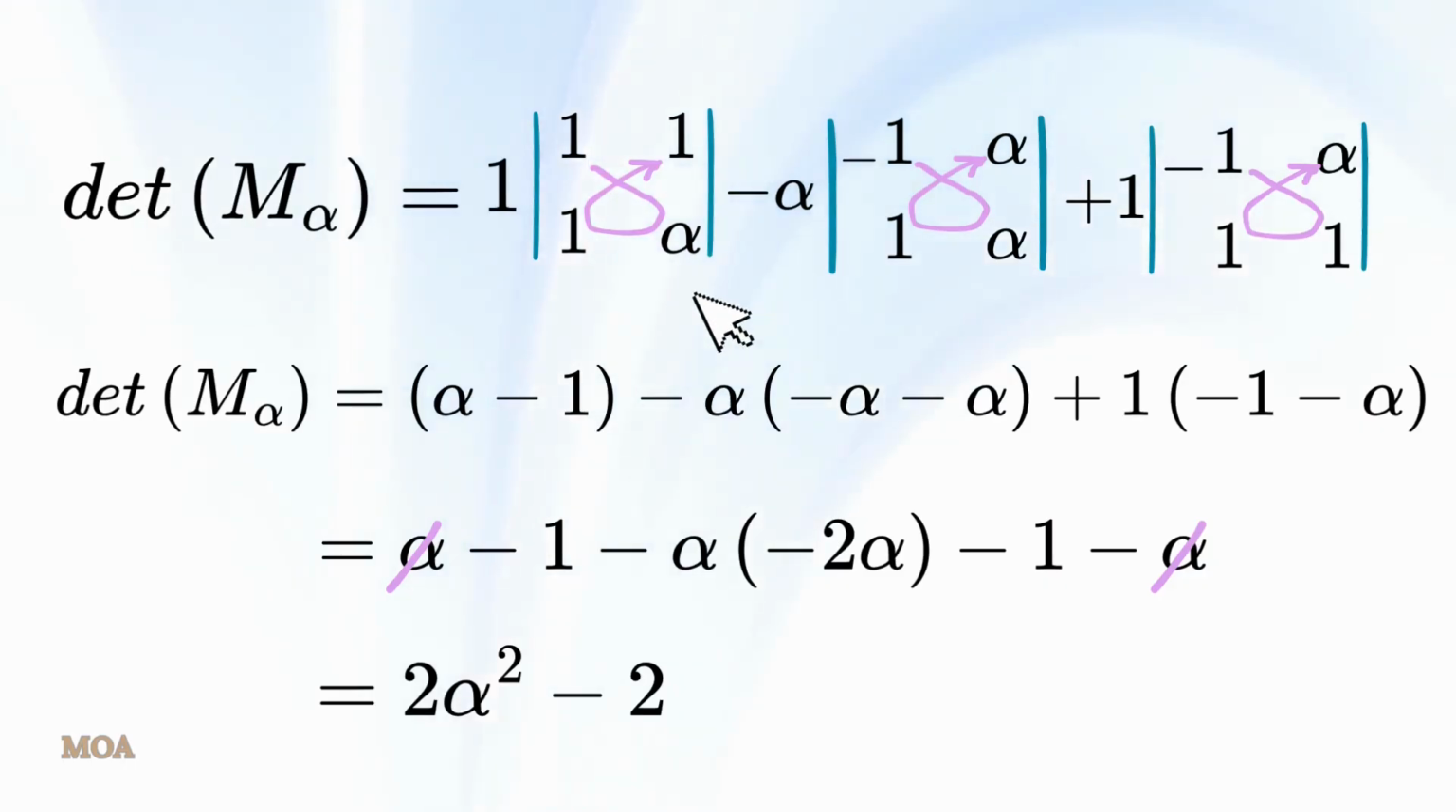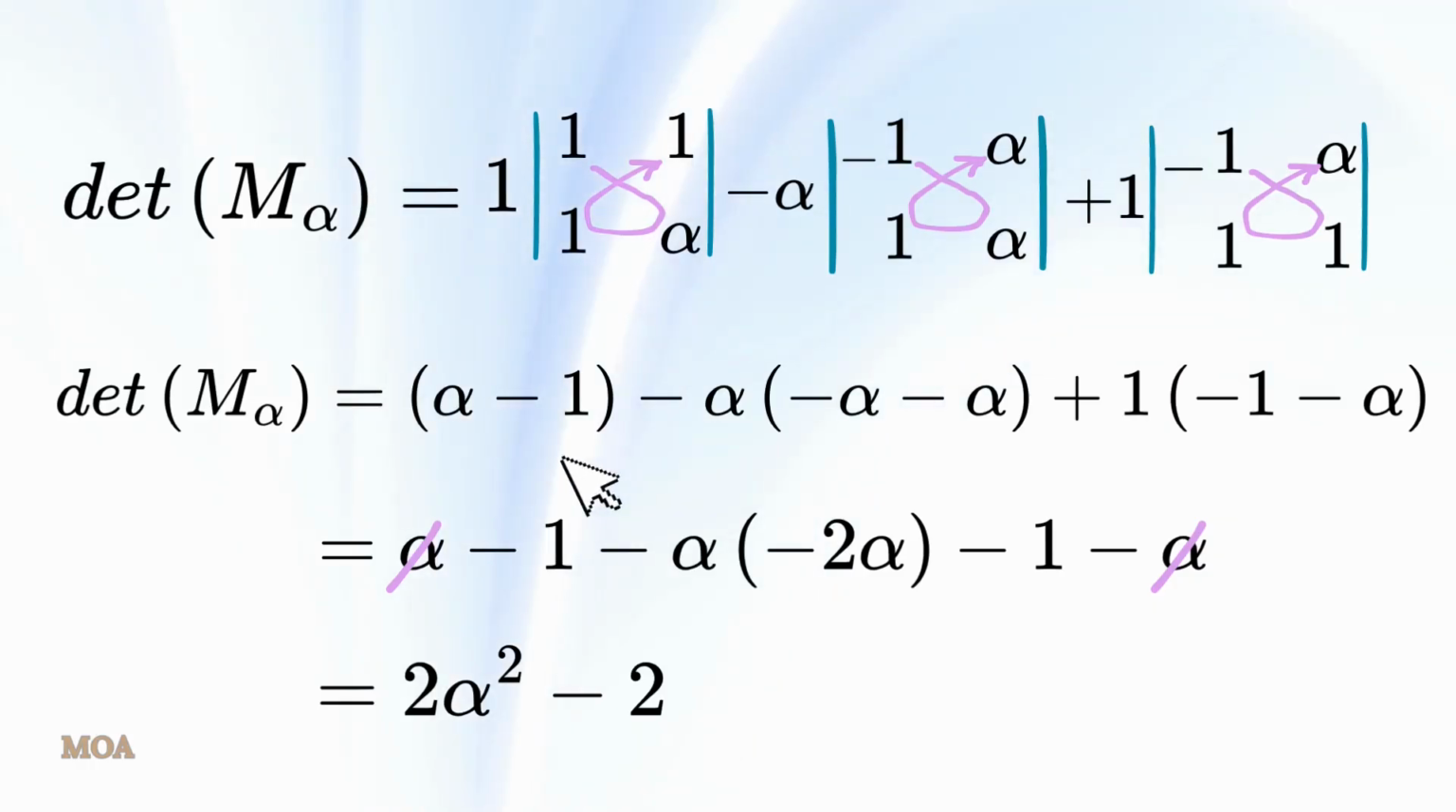equals 1 times alpha minus 1 times 1. The second 2x2 determinant, -1, alpha, 1, alpha equals -1 times alpha minus 1 times alpha. Then the third 2x2 determinant, -1, alpha, 1, 1 equals -1 times 1 minus 1 times alpha.